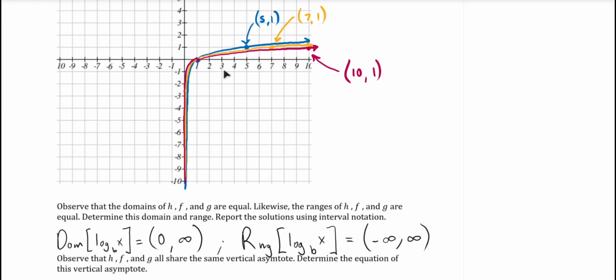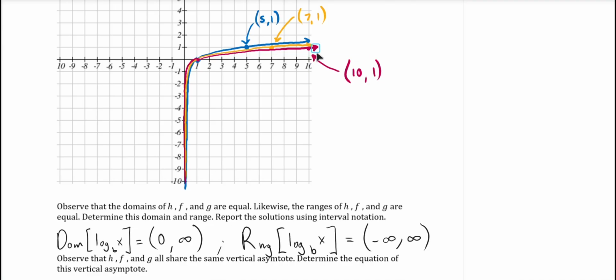And their range, well, even though they look like they're leveling off, we saw that because they're inverses of some base to the x power, and that has entire domain, these must also have entire range. They're going to hit the entire y-axis eventually, right? Every y value will be used. It just might take us a really, really, really long time to get there.